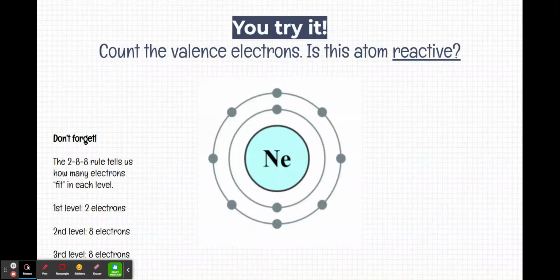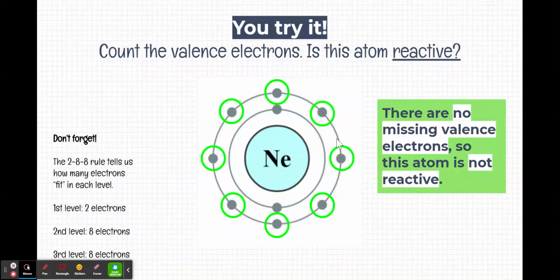Now you try it. Count the valence electrons in this model. Is this atom reactive? There are no missing valence electrons here, so this atom is not reactive. The third energy level can take up to 8 for this atom. Or this is the second energy level, my apologies. The second energy level here can take up to 8, and there are 8 valence electrons here, so it doesn't need to react.